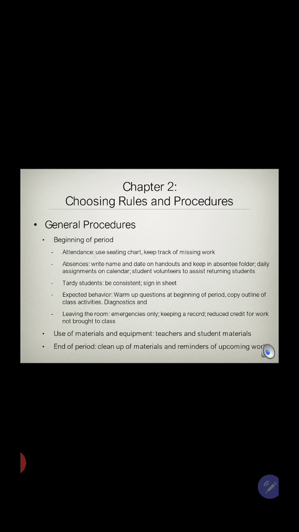Here we have first attendance. Use a seating chart and keep track of missing work. Recommendation from me, it would be identifying the empty chairs and asking the rest of the class who is not there, so you can get to know who's missing in your class. So you don't need to go through the 40 names to get to know who's not in your class. And you save some time.